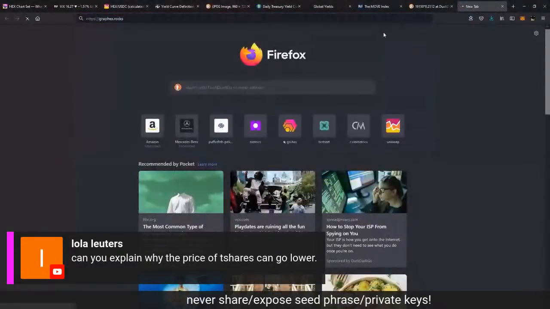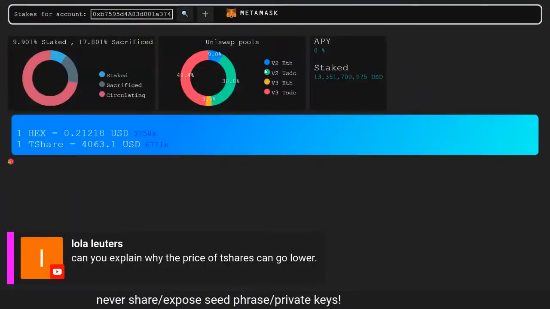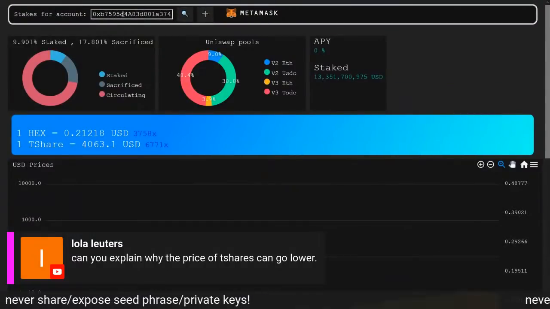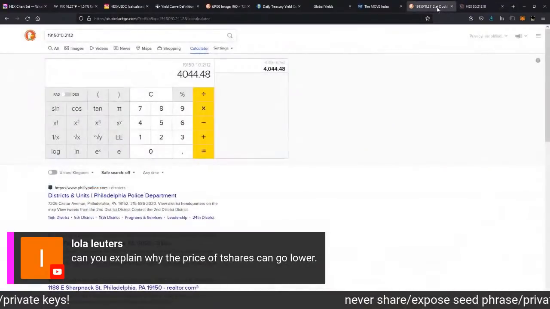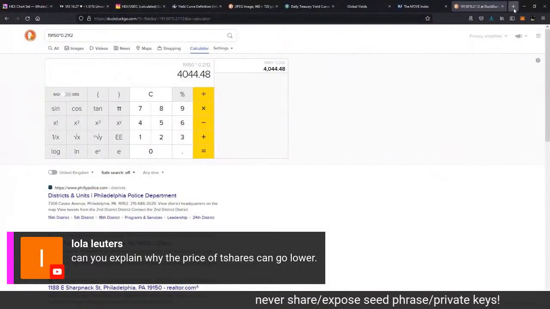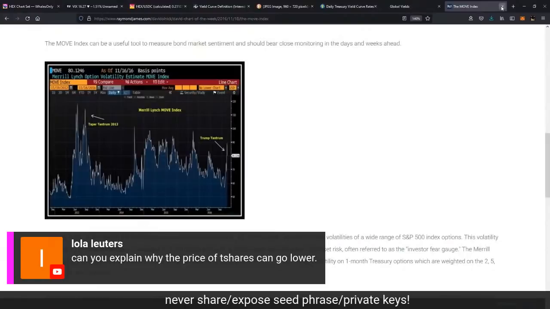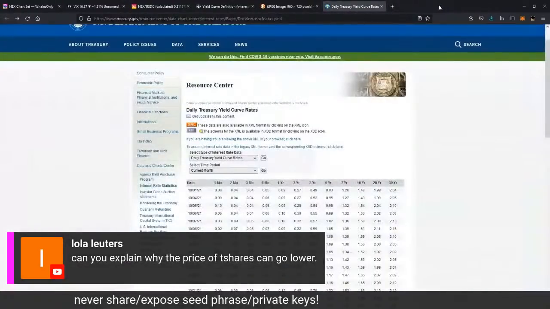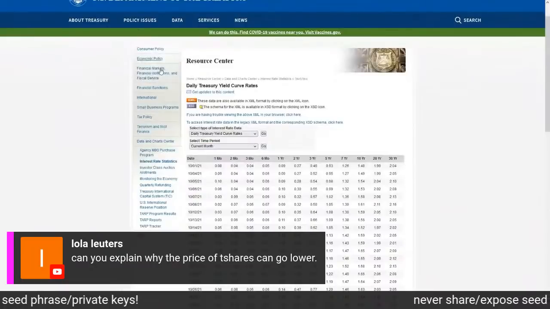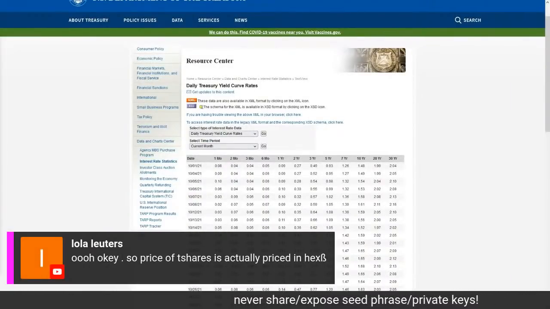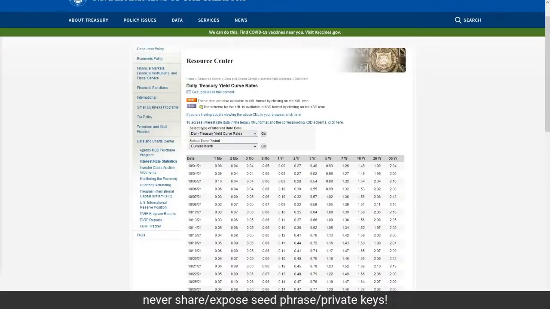All right, let's go to GraphHex and see what it says there. And it says it's 4,063. So same difference, right? $20 difference. So there you go. Now you know how to calculate the price of a T-share, right? And that's it. Yeah, exactly. Don't mind being new. I had to learn as well.